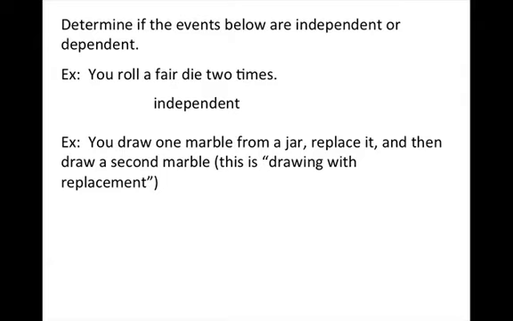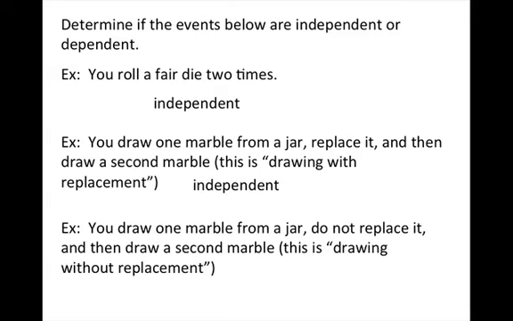The next example, I draw 1 marble from a jar, I put it back, and then I draw a second marble from a jar. And we just refer to this as drawing with replacement. When you see the phrase with replacement, that means you put back what you drew the first time. So when I draw from the first jar and I write down what color marble I draw, I put it back. So my second draw, I'm starting completely fresh. I have just the same options that I had with the first draw. So these are independent.